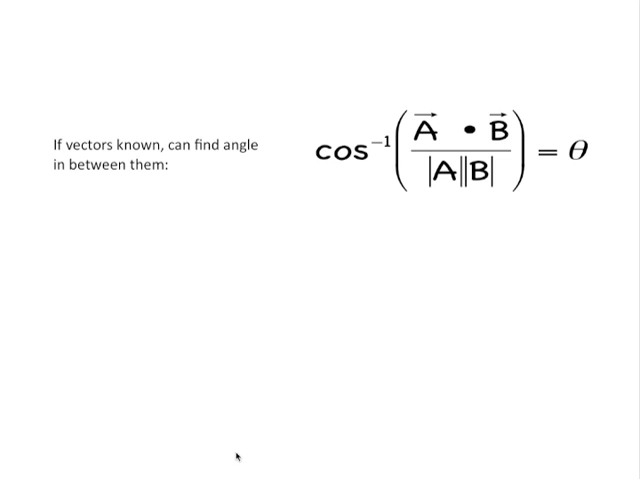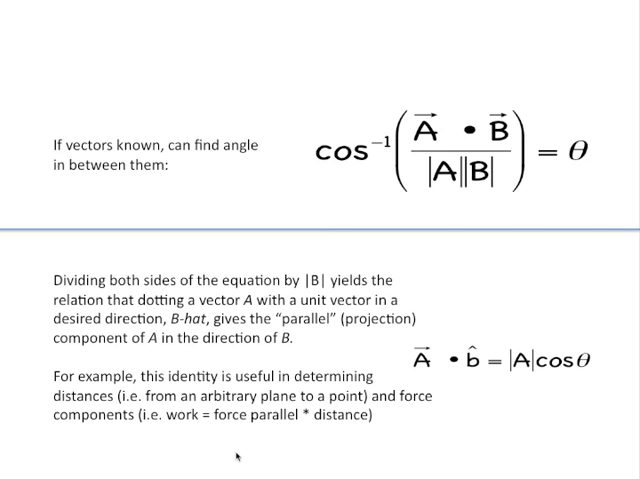There are useful variations of this formula. For example, if the vectors are known, you can find the angle between them as shown. Secondly, dividing both sides of the equation by the magnitude of b yields the relation that dotting a vector a with a unit vector in a desired direction b hat gives the parallel projection component of a in the direction of b.